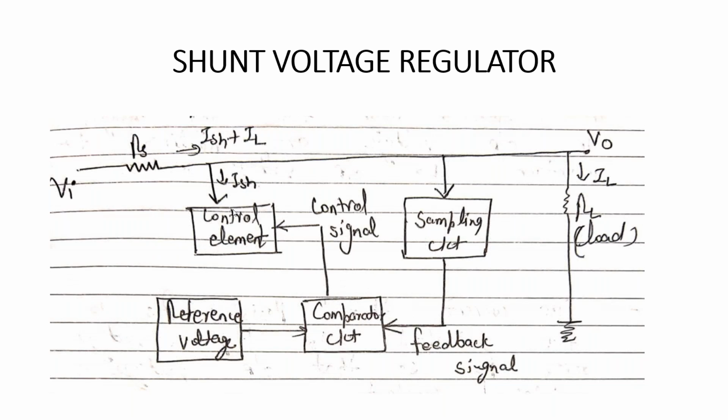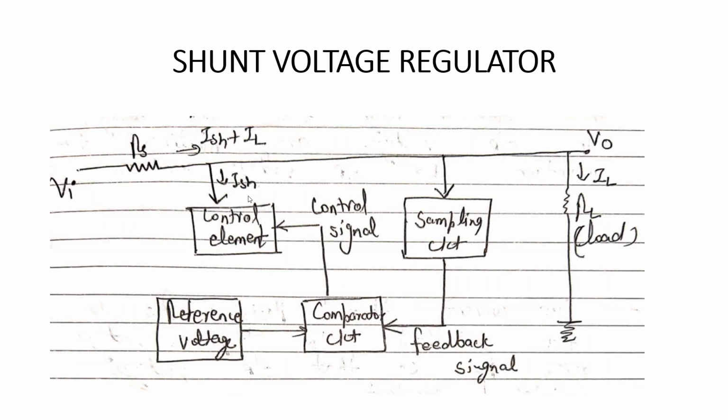In the series voltage regulator, the control element is connected in series between Vi and V0, whereas here the control element is connected in shunt. If the load voltage tries to change due to change in load resistance, the sampling circuit provides a feedback signal to the comparator. The comparator in turn will compare the feedback signal and reference signal and generates a control signal. Control signal is applied to control element.